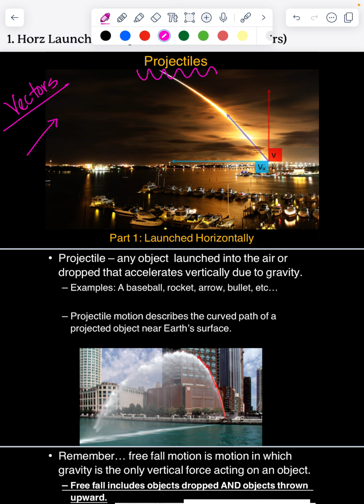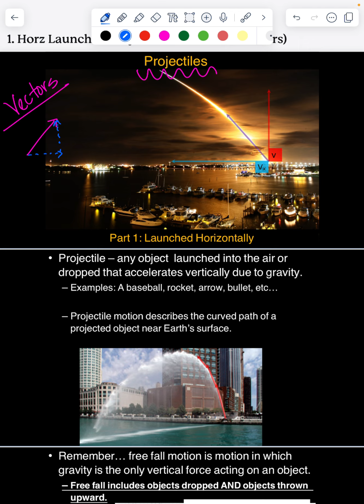So today we are going to continue with two-dimensional motion. The one thing that I really want you to take from vectors is that because they were at some angle, they had both a horizontal component and a vertical component. That's what made it two-dimensional.